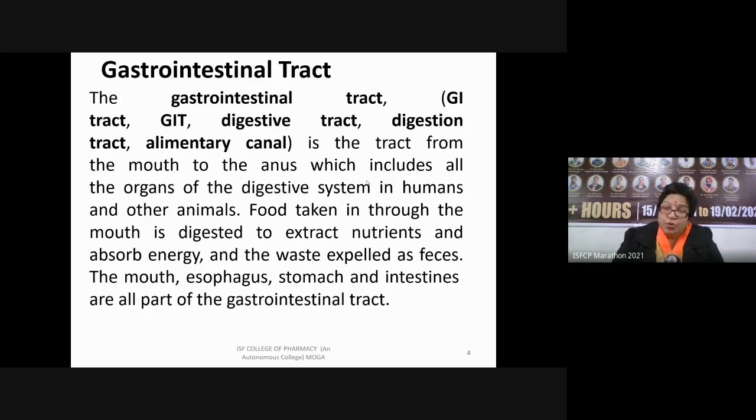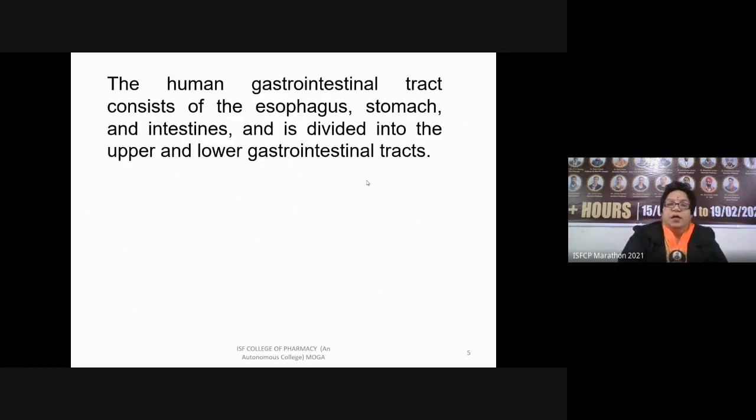So, food taken in through the mouth is digested to extract nutrients and absorb energy, and the waste is expelled as feces or fecal matter or the excreta. The mouth, the esophagus, stomach, and intestines are all parts of the GIT or the gastrointestinal tract. The human gastrointestinal tract consists of, as I have already told, esophagus, stomach, and intestines, and it is divided into upper and lower GITs.